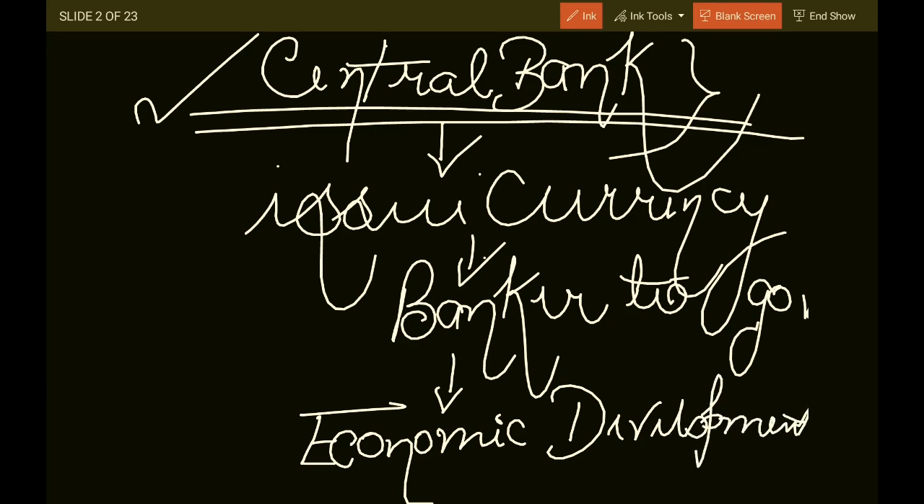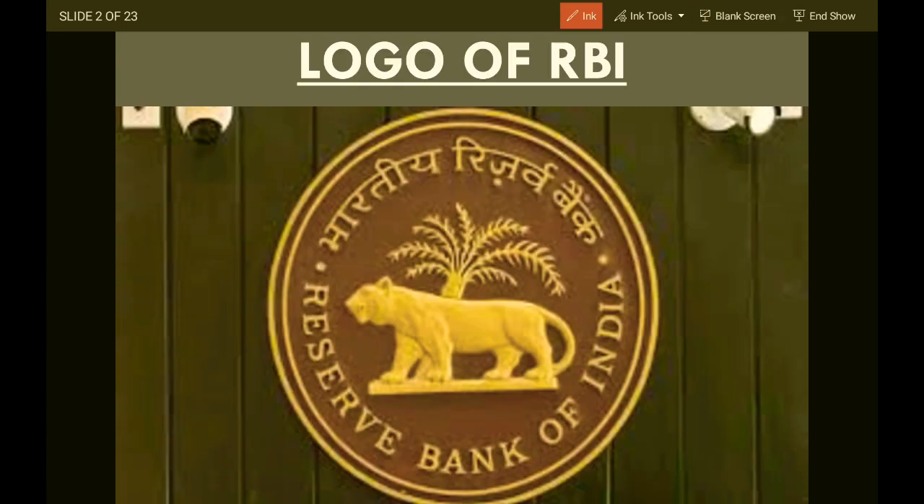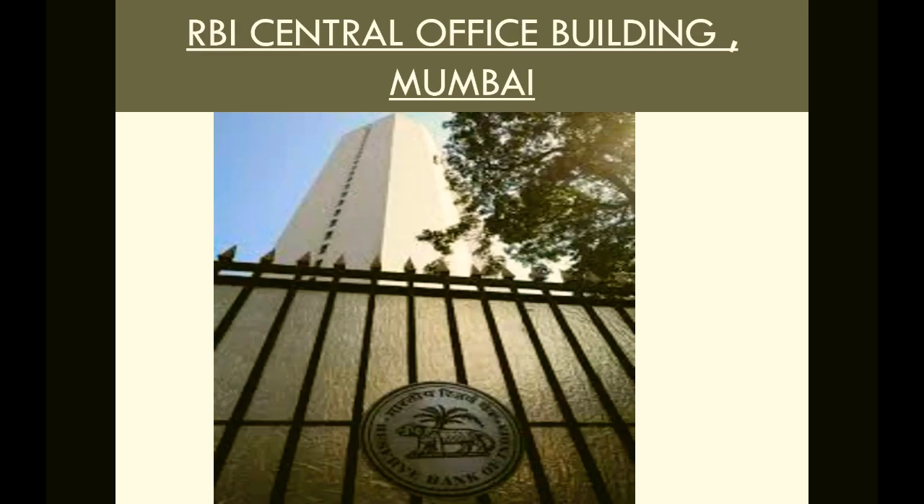Economic development refers to increasing GDP, GNP, per capita income, increasing literacy rate, and eradicating poverty, eradicating unemployment, removing regional disparity. Now this is the logo of Reserve Bank of India. This is the central office building of Reserve Bank of India, that's in Mumbai, Maharashtra.